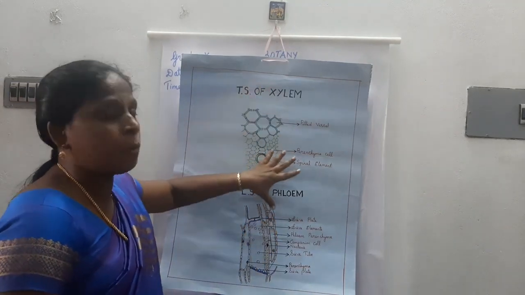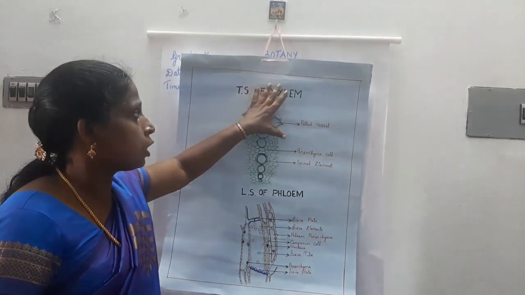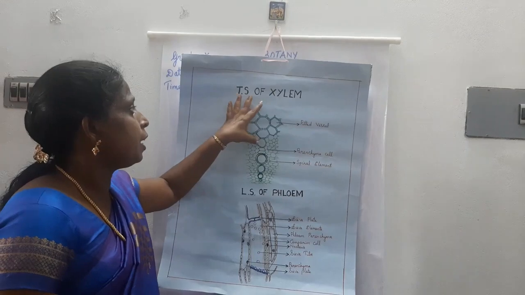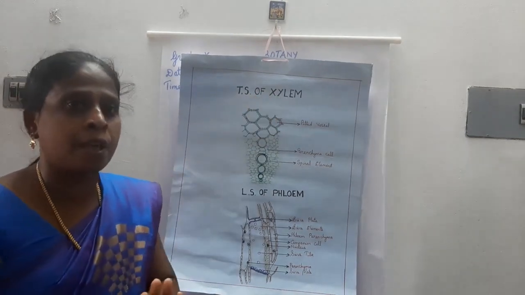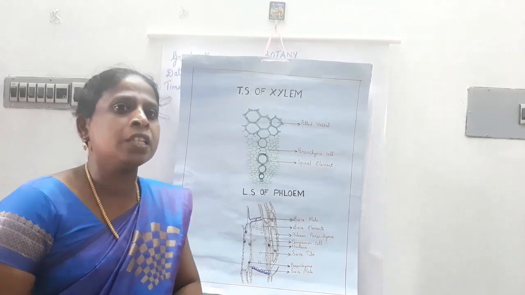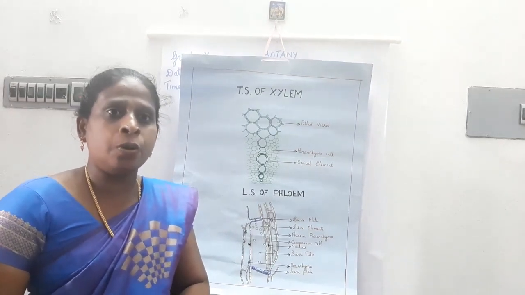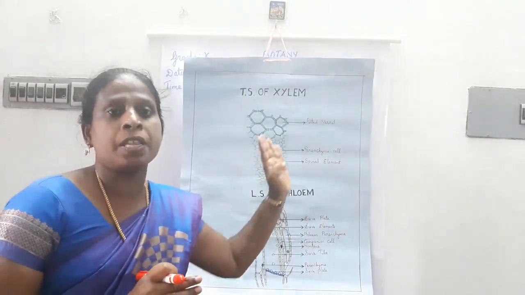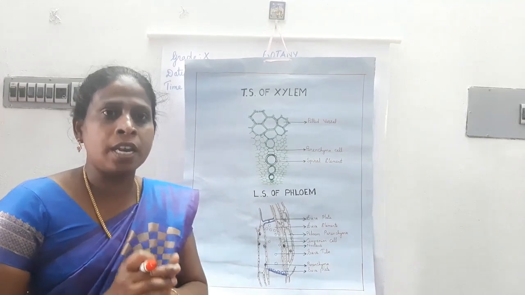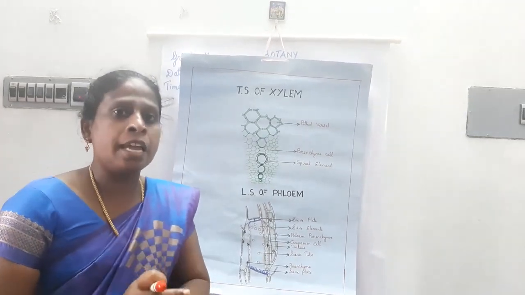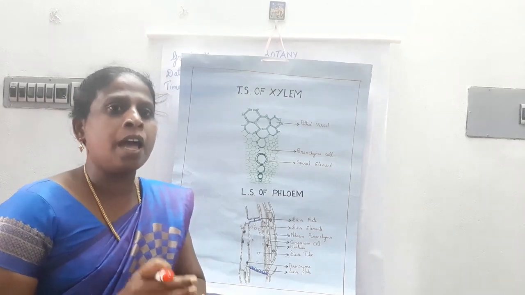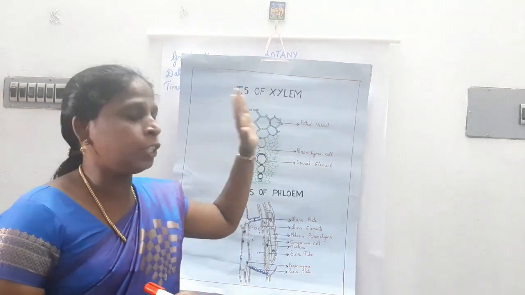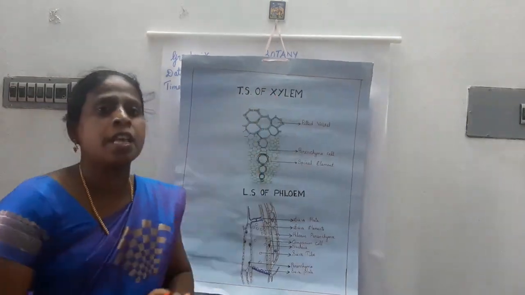So these are complex tissues. In these tissues, it consists of more than two types of tissues. Mainly this xylem consists of four types of tissue and works as a single unit. What are the four types of tissue? See, already you learned. What are the four components present in the xylem tissue? The first one is xylem tracheids, xylem vessel, xylem parenchyma and xylem fibers. So these are the four tissues present in the xylem and work as a single unit.